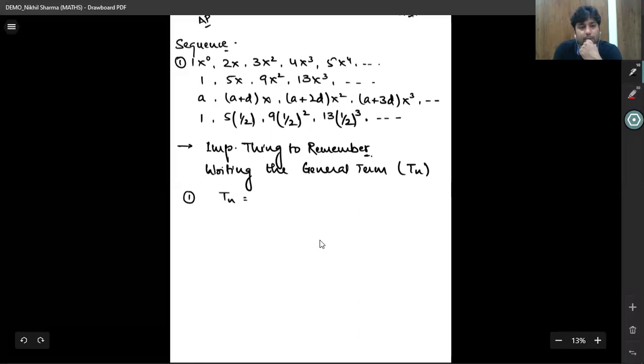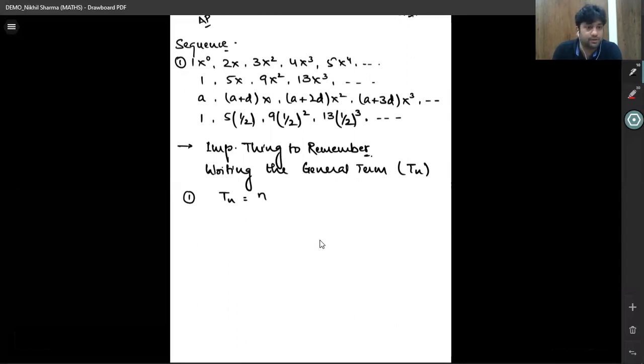So Tn would be what? The first term is 1, then 2x, then 3x squared, then 4x cubed, and so on. So Tn would be representing T1, T2, T3, T4, T5, and so on. So first of all, let me write the general term for the AP. The general term for the AP would be 1, 2, 3, 4, 5, so that can be given as n. Now if I put n equal to 1, I would be getting the first term. N equal to 2, I would be getting the second term, next the third term, next the fourth term.